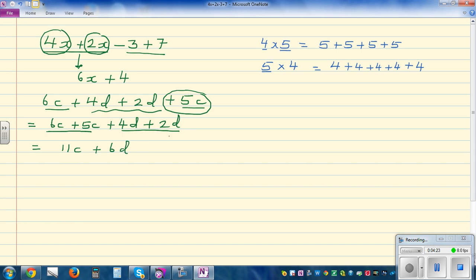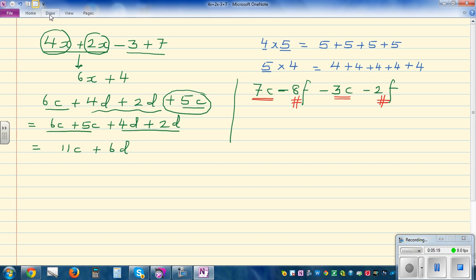Okay, let me do one more example here. So you have, say, 7c minus 8f minus 3c minus 2f. Now here we have minus and plus together, so you have to be very careful. Let me use a different color. So this and this are like terms. This and this are like terms. Same way, I didn't put a sign here. Suppose let me put minus here, and this minus 6f, and these are like terms.